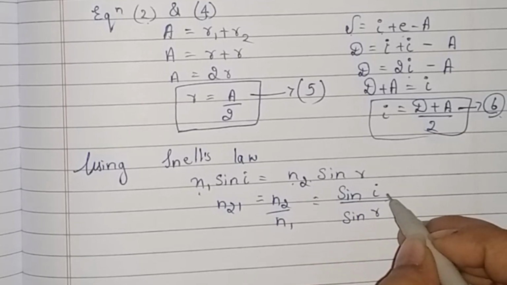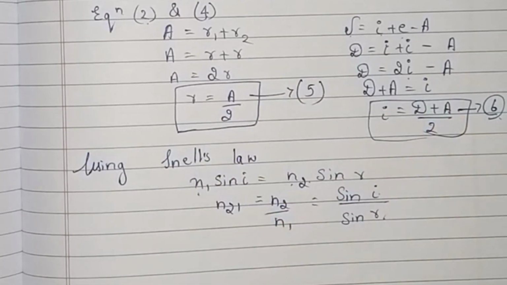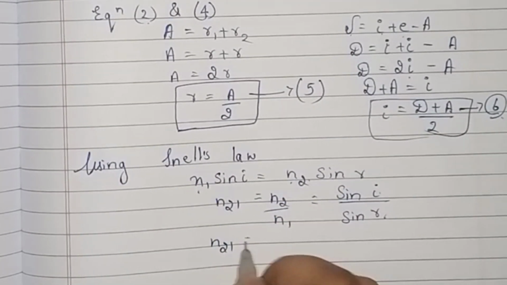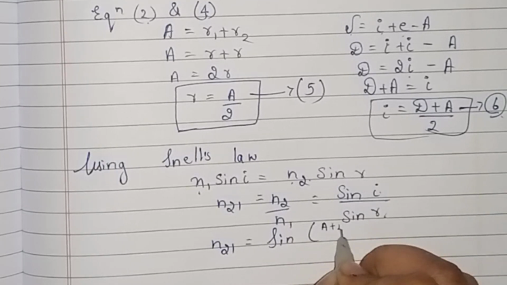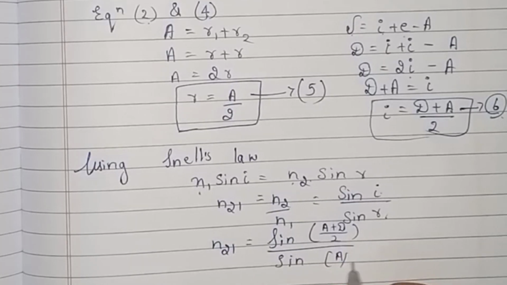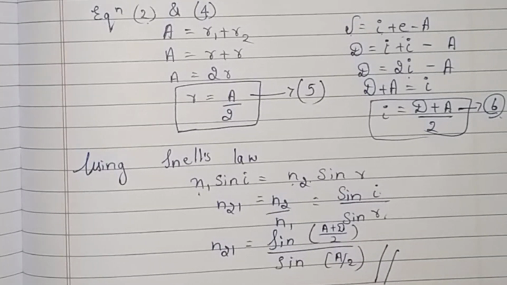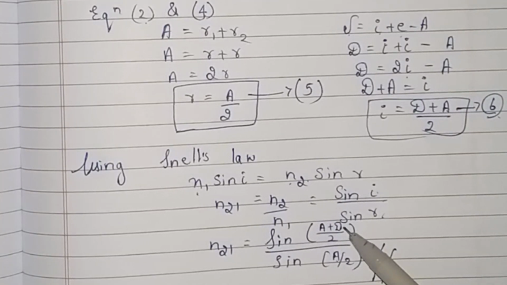We have to now substitute the values of I and R as we obtained before, equations number 5 and 6. So N21 is equal to sin of (A plus D) by 2, divided by sin A by 2. This is the equation for the refractive index of the material of the prism in terms of the angle of prism and angle of minimum deviation.